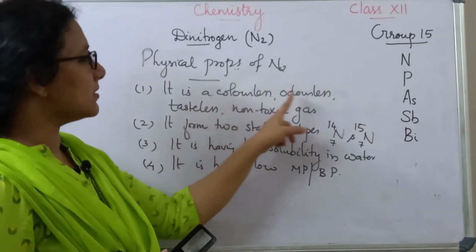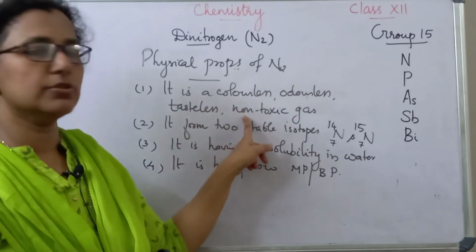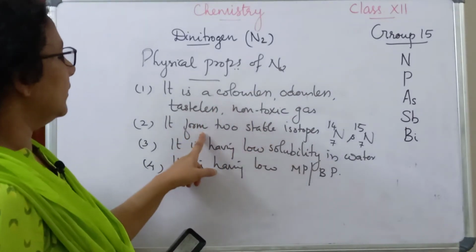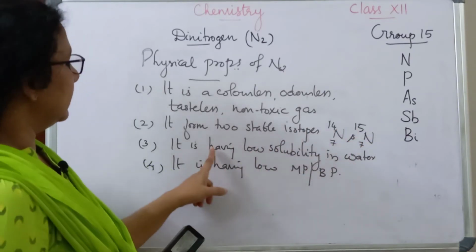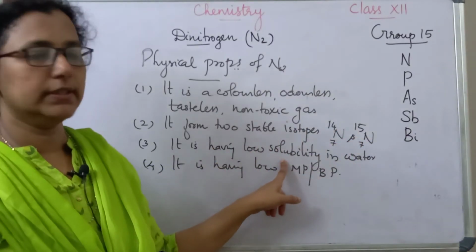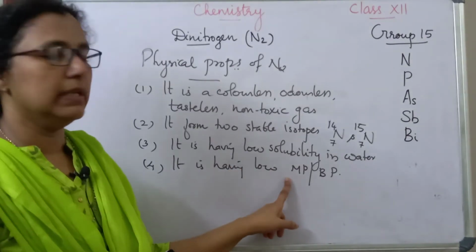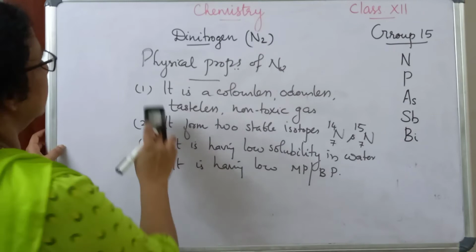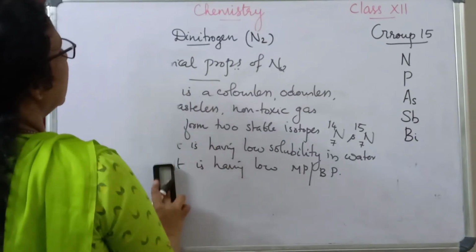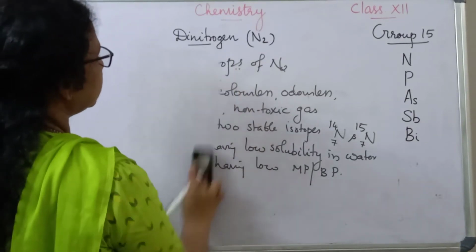So it's a colorless, odorless, tasteless and non-toxic gas. It forms two stable isotopes N14 and N15. Then it has low solubility in water, and a low melting point and boiling point. So these are the physical properties of nitrogen. Now let us see the chemical properties of nitrogen.